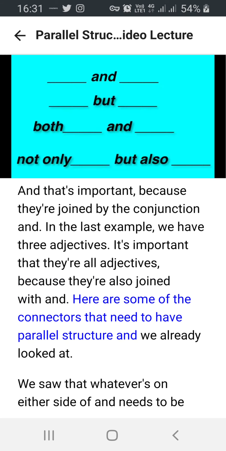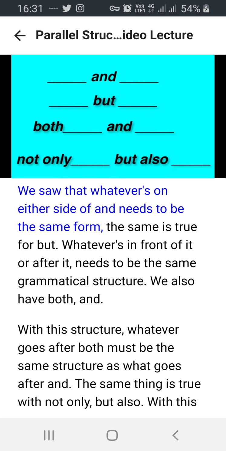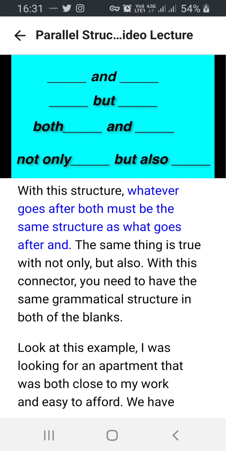Here are some of the connectors that need to have parallel structure. And we already looked at, we saw that whatever is on either side of and needs to be the same form. The same is true for but. Whatever is in front of it and after it needs to be the same grammatical structure. We also have both and. With this structure, whatever goes after both must be the same structure as what goes after and. The same thing is true with not only, but also. With this connector, you need to have the same grammatical structure in both of the blanks.